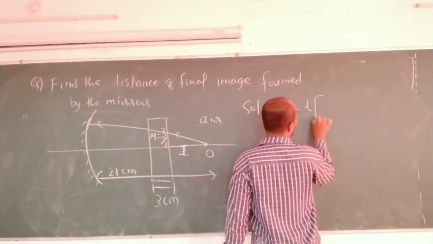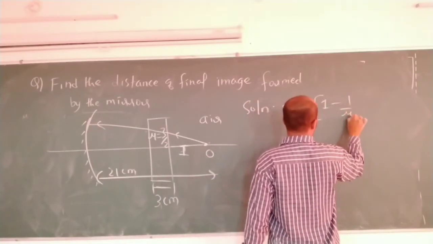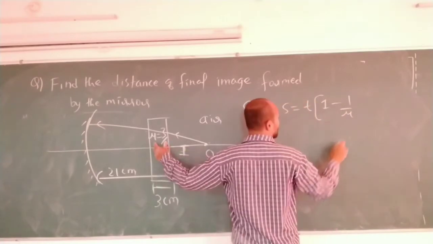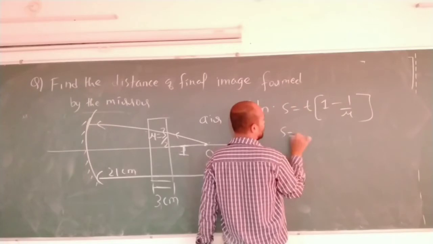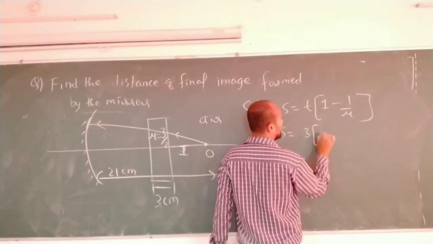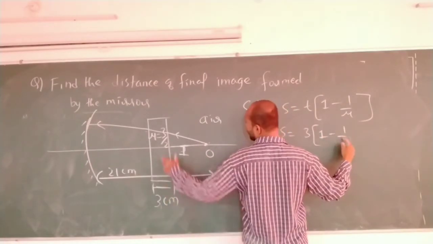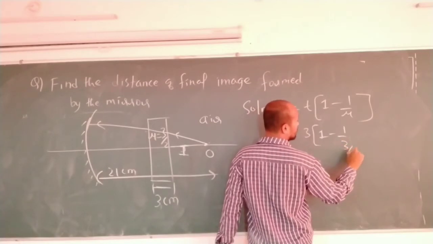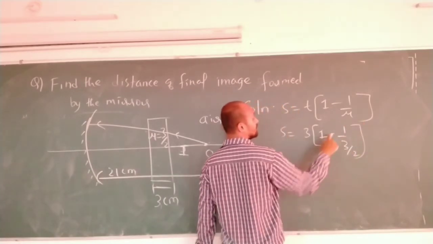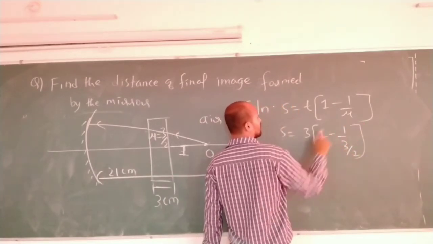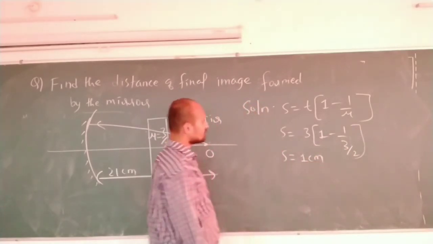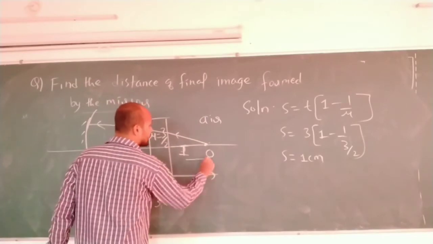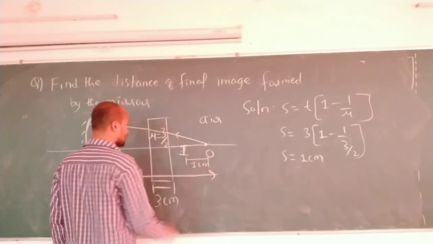Shift is given by T into 1 minus 1 by mu. Mu is the refractive index of this medium with respect to air. The observer is in air. So this will become how much? T is 3. 3 into 1 minus 1 divided by mu. Mu is 3 by 2. This will become 2 by 3. So 2 by 3 means this will become how much? S is equal to 1 centimeter. S is equal to 1 centimeter means this will be 1 centimeter.